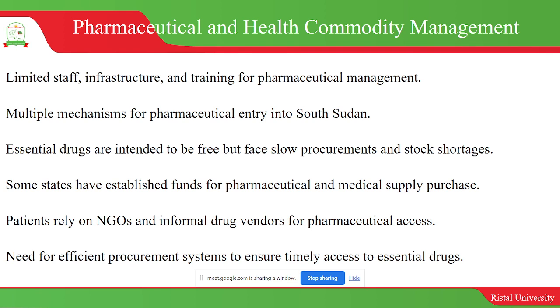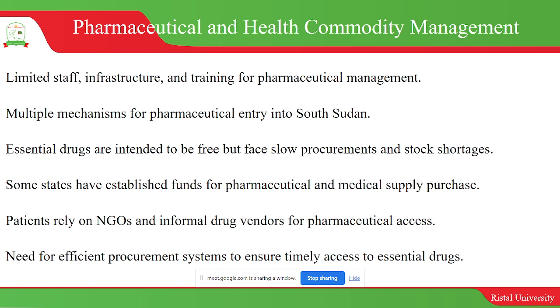Now we look at the pharmaceutical and health commodity management. In this area, we look at how drugs are procured, how they are kept, and how they are distributed. Of course, the National Ministry of Health is the one that oversees this. There are very many mechanisms for procuring drugs into South Sudan.